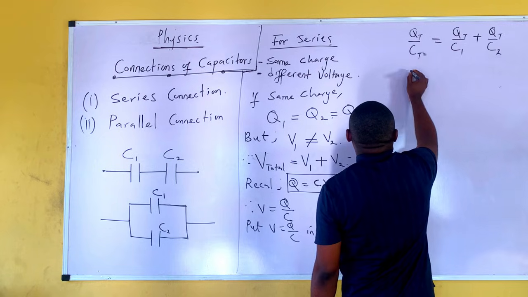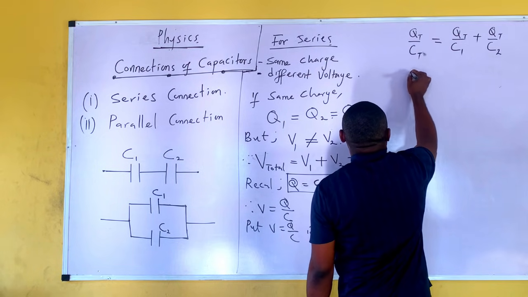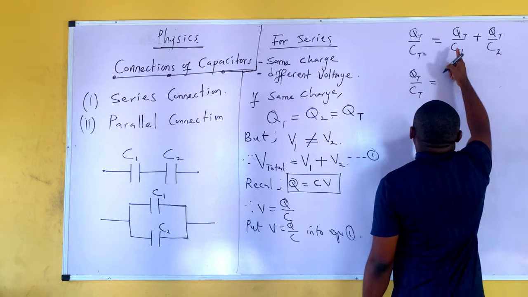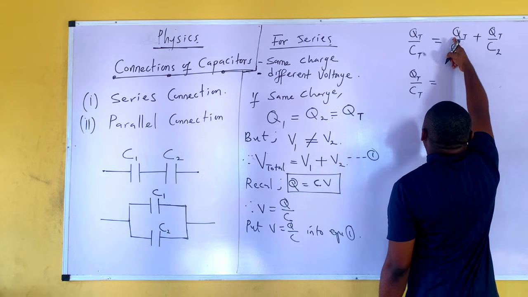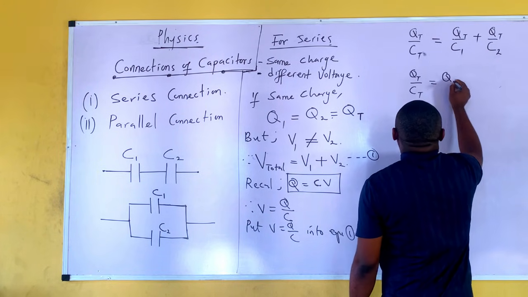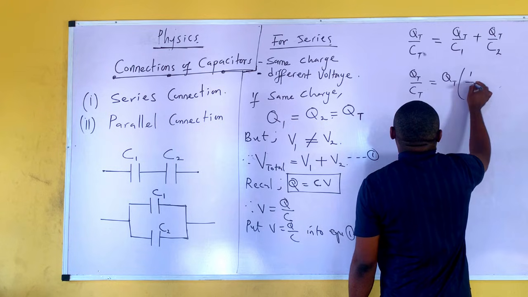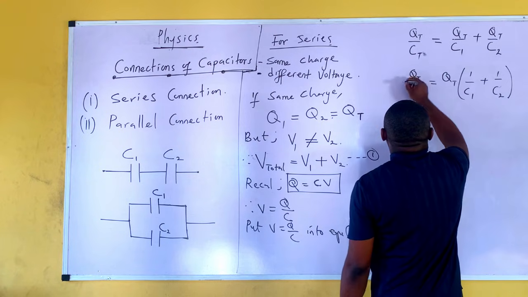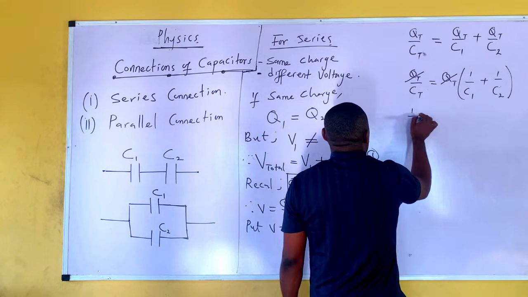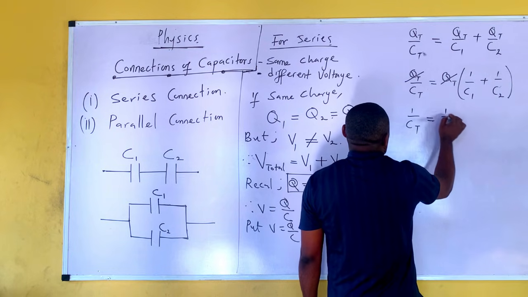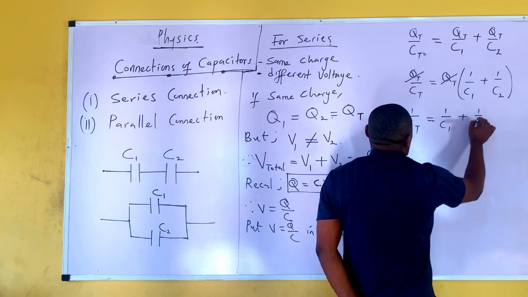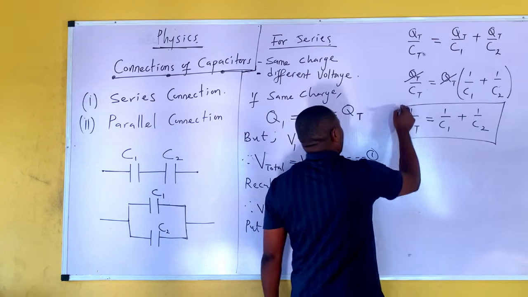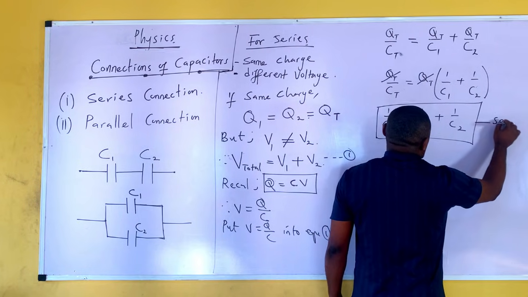So I will now have Q total over C total is equal to Q total, charge total is common, so I have QT, open bracket, 1 over C1 plus 1 over C2. So now this takes up this, and I have 1 over C total equals 1 over C1 plus 1 over C2. So this is how we express capacitors in series.